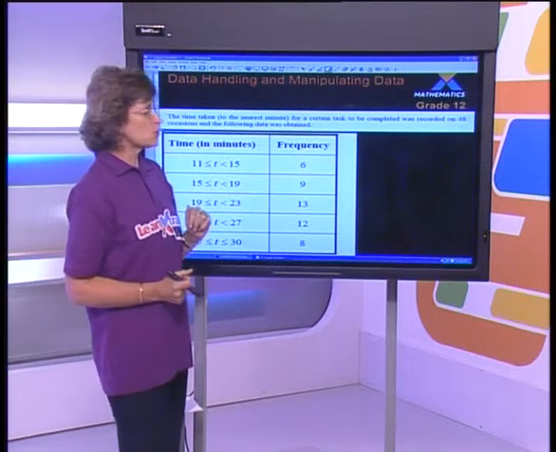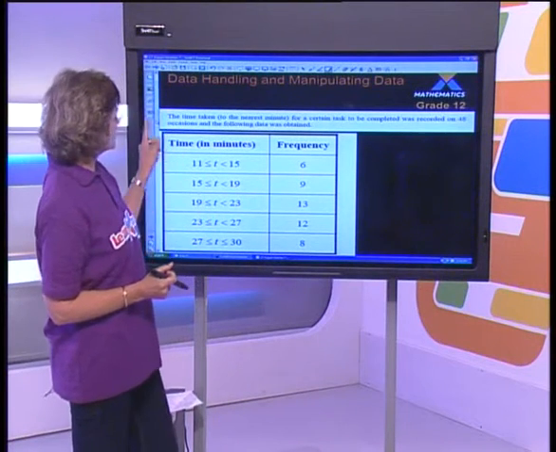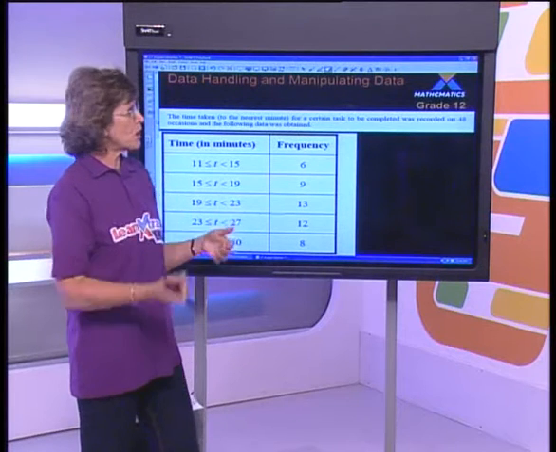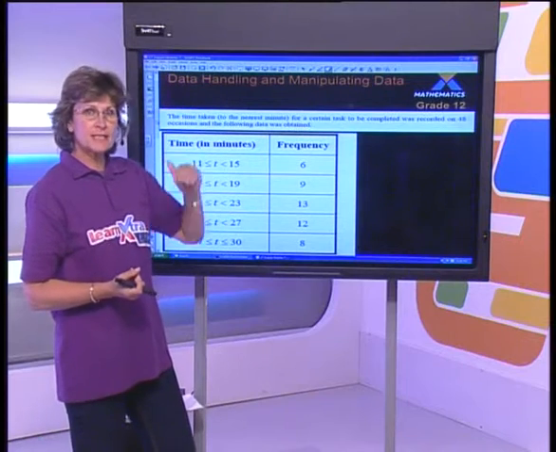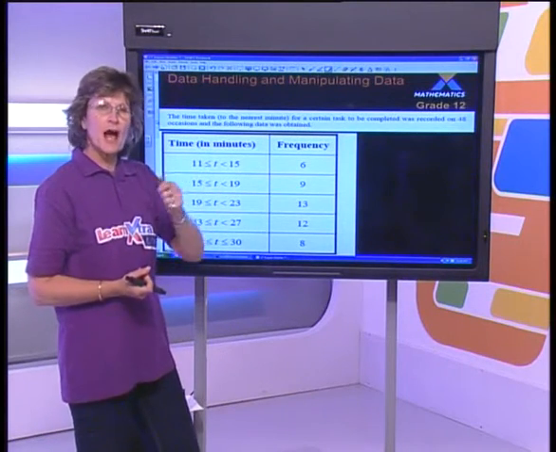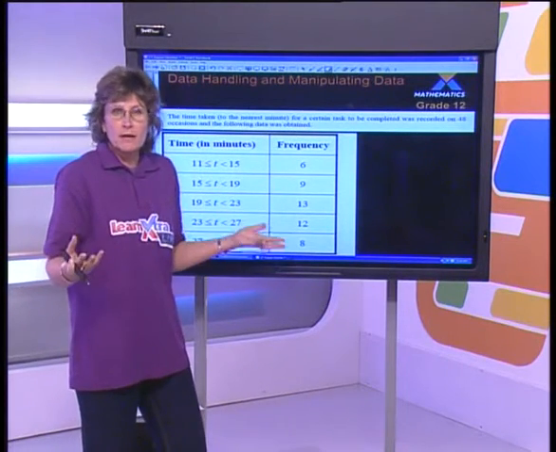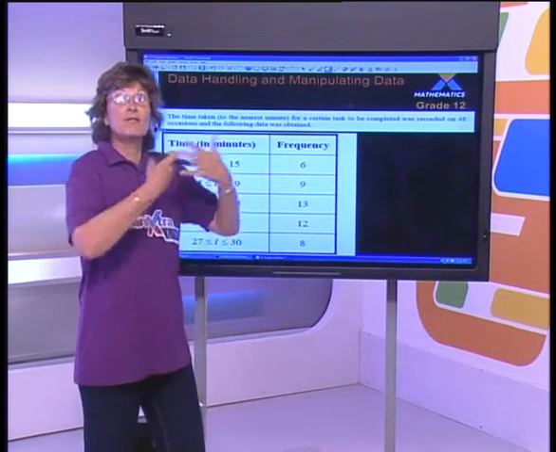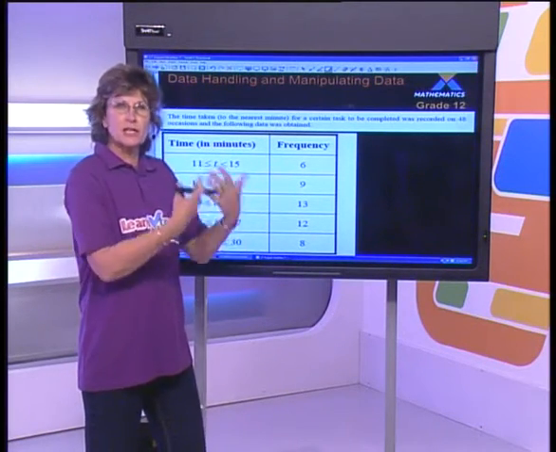Okay, so the very first question that we are posed is the time taken to the nearest minute for a certain task to be completed was recorded on 48 occasions, and the following data was obtained. Okay, so somebody was out there, there was a certain task, they set a stopwatch, and on 48 different occasions, they actually worked out how long it took. Now, that's all very well, but what are we going to do with that data? How does that inform us? And we need to actually interpret it.